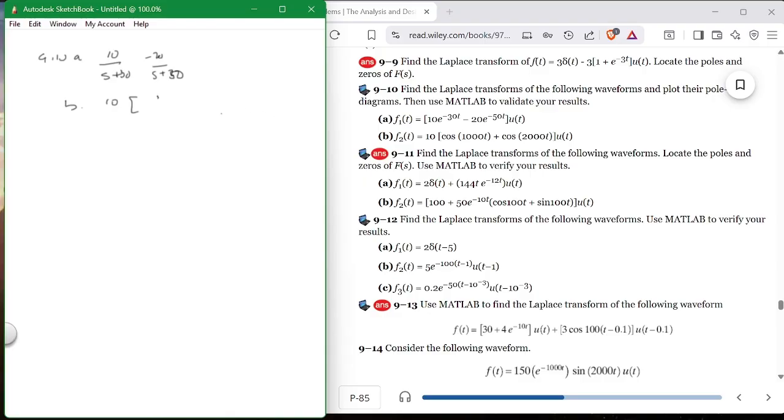Can you see it okay? Yeah. Say again? S over S squared plus positive... Plus what? What's this one? 2000t. Any questions? That's all it is. Simple. Piece of cake. Okay, now number 11.